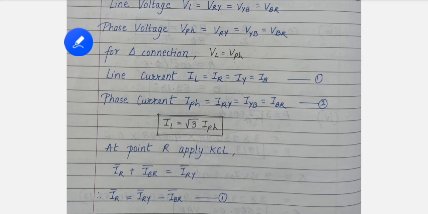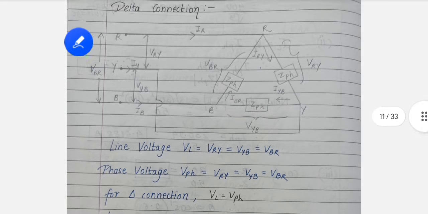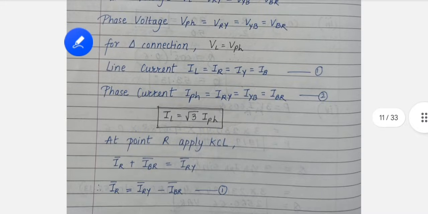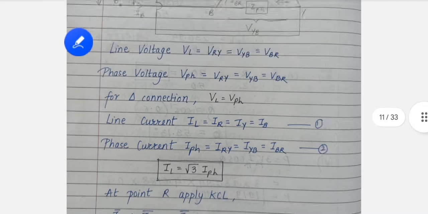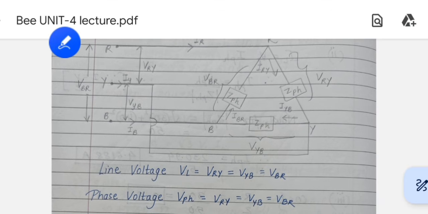For line current, what will be there? We have line current as IR, IY and IB, so you have to equalize them. Then for phase current, as we have drawn the additional currents IRY, IYB and IBR, you have to mention those. So here the line current and phase current will have the relation IL equal to root 3 IPH. Now here you have to apply KCL on each point, for R, for Y and for B.